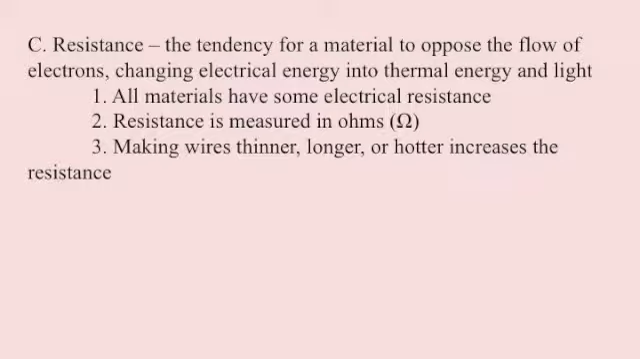To talk about electricity, we must also speak about resistance. Resistance is the tendency for a material to oppose the flow of electrons, changing electrical energy into thermal energy and light. All materials have some sort of electrical resistance, and this resistance is measured in ohms, which is symbolized by the Greek letter omega. Making wires thinner, longer, or hotter increases the resistance.